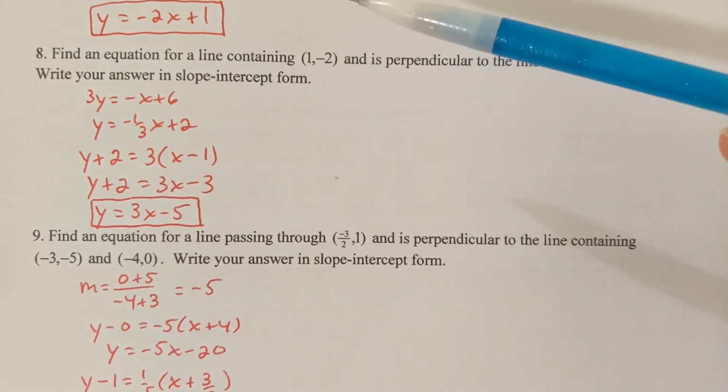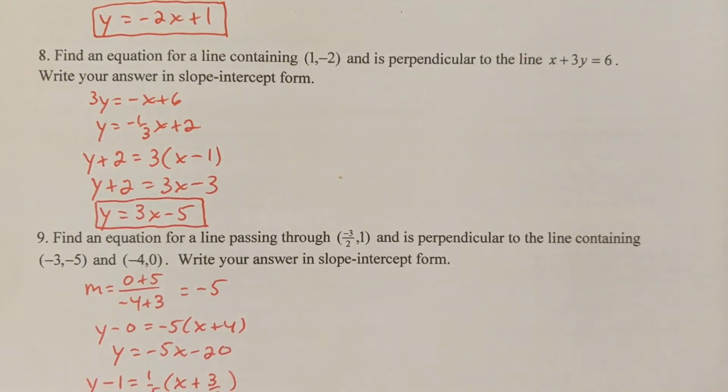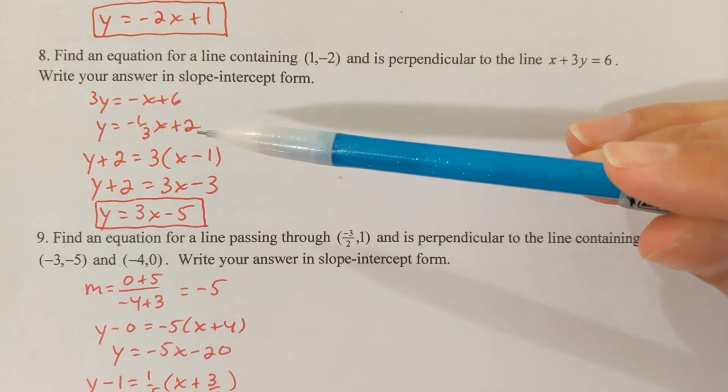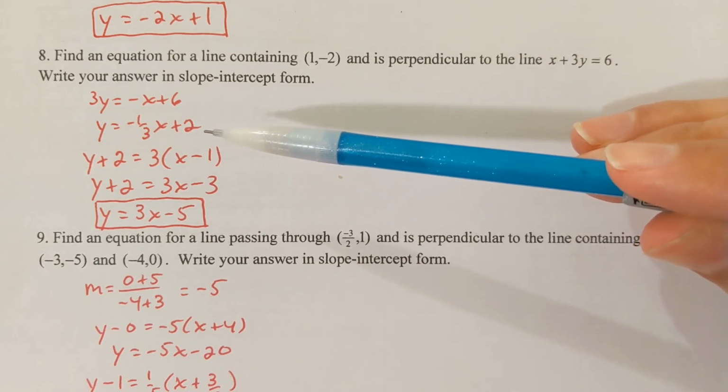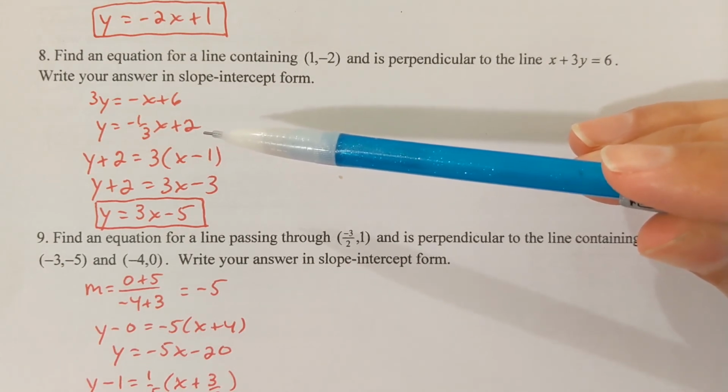Okay, find an equation for a line containing the point (1, negative 2) and is perpendicular to the line x plus 3y equals 6. Write your answer in slope-intercept form. Okay, x plus 3y equals 6. If I subtract x and then divide by 3, I get y equals negative 1/3 x plus 2.